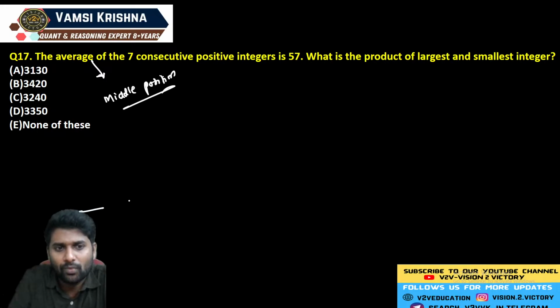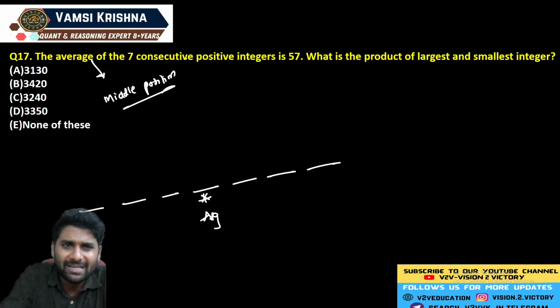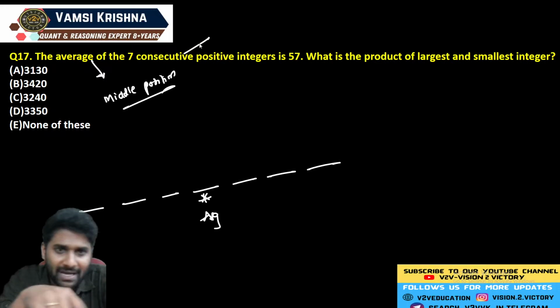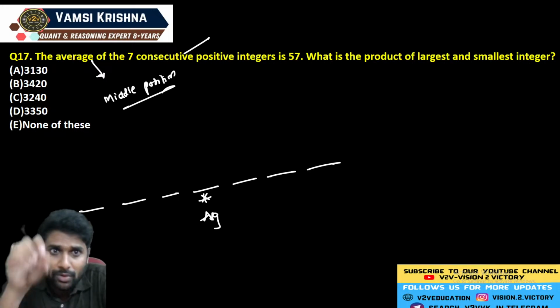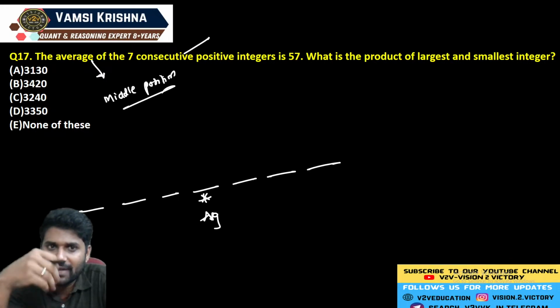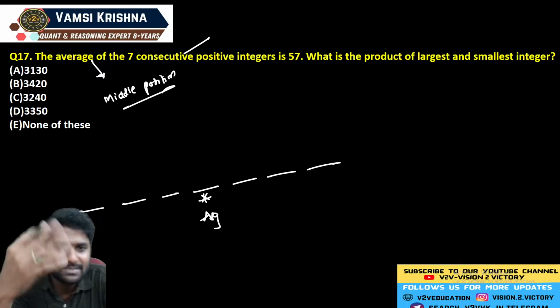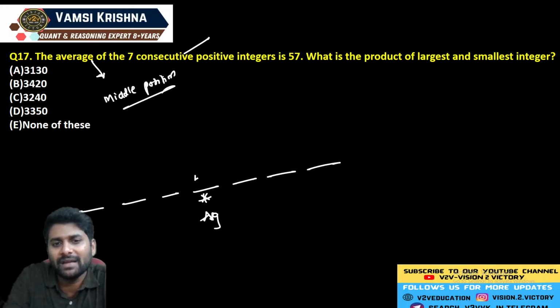So here, see: 1, 2, 3, 4, 5, 6, 7. Out of 7 positions, remember that the middle one is the average. And they clearly mention that these are consecutive numbers. Remember guys, this concept is applicable only for consecutive numbers. The average always lies in the middle position, and they have given it as 57. Here the difference between number to number is 1.